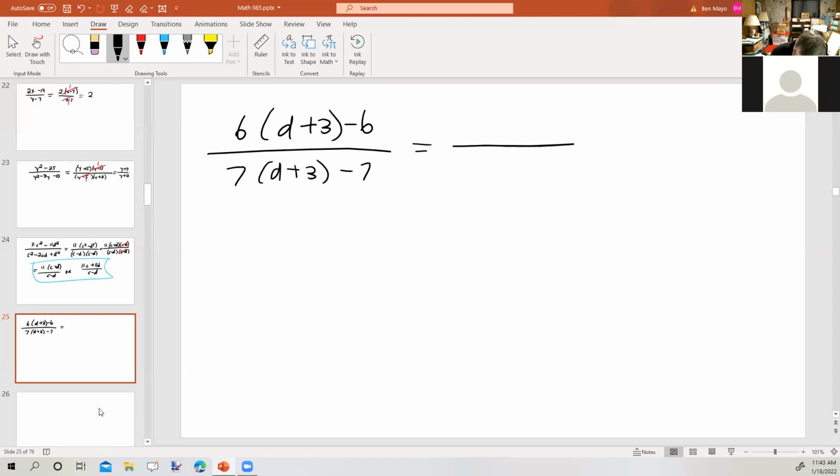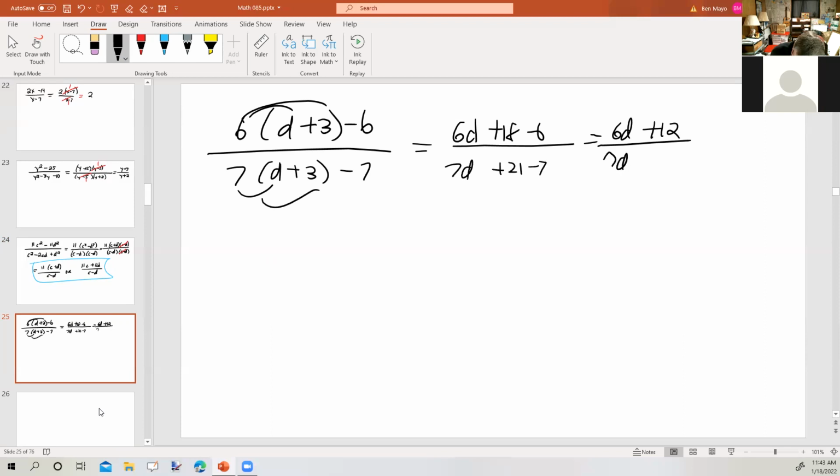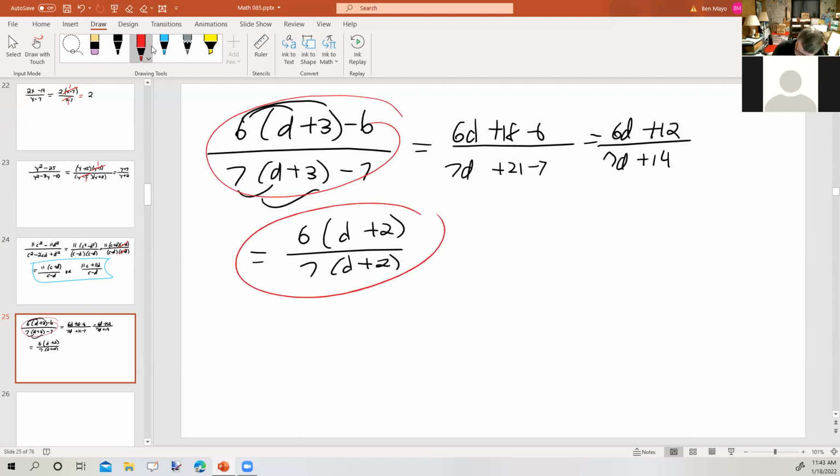What we have to do is distribute: 6d plus 18 minus 6, 6d plus 12, 7d plus 21 minus 7, 7d plus 14. But now I could factor a 6 out of the entire numerator and a 7 out of the entire denominator. Do you see the difference between this and that? So now I can cross out, reduce down the common factors. Final answer, 6/7.